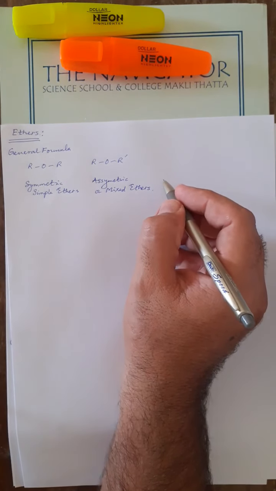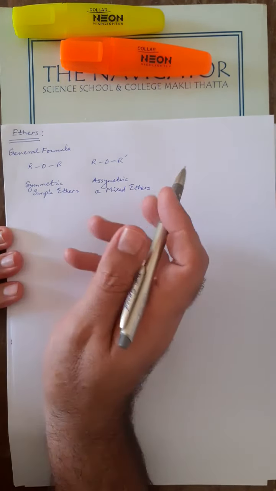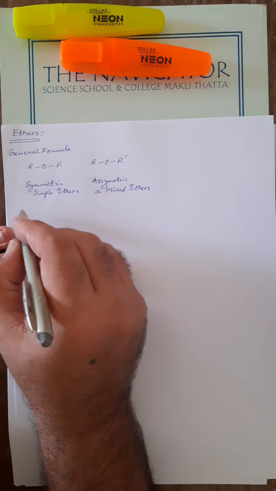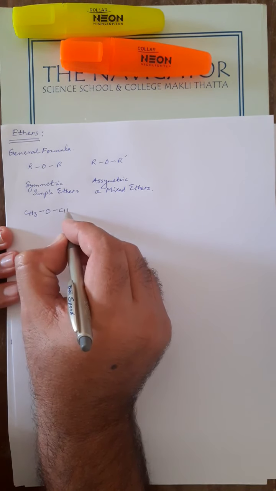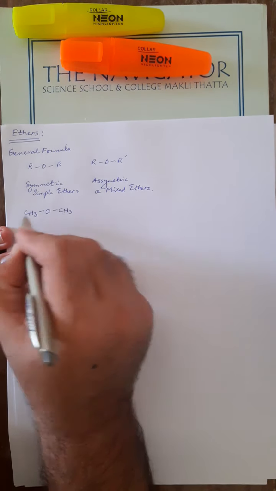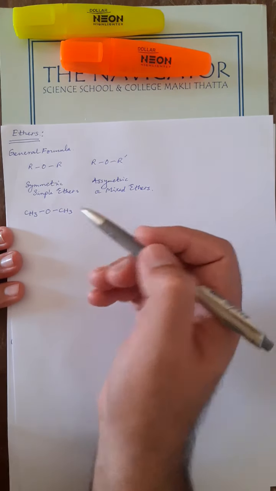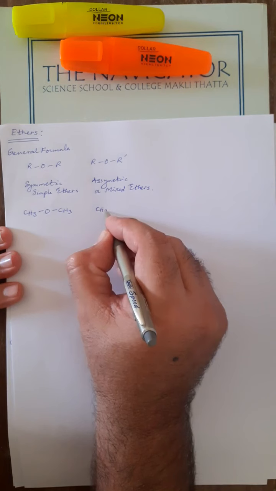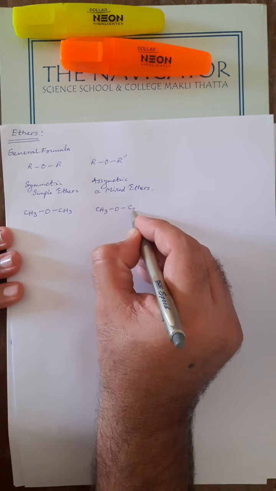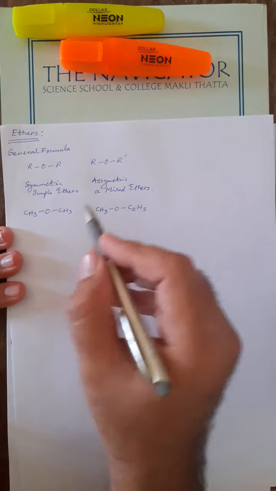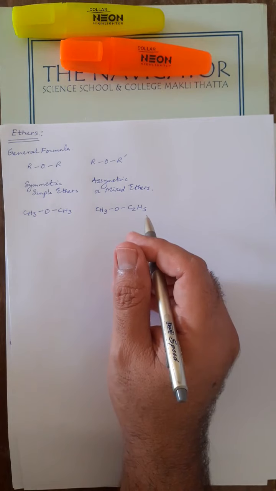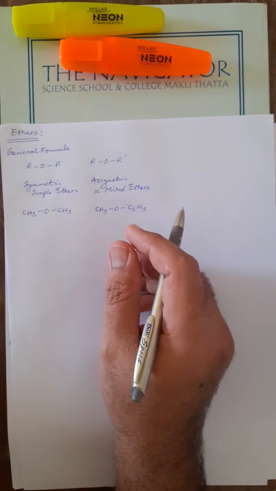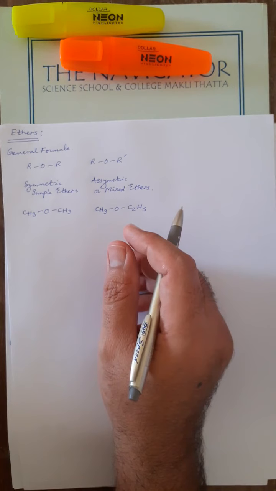Now, for examples of symmetric and asymmetric ethers, let's say the alkyl group is methyl. So methyl bonded to oxygen, bonded to methyl. Both alkyl groups are the same. This is a symmetric ether. And if we take a methyl group, CH3O, bonded to C2H5, now this, my friends, is the asymmetric ether. So ethers are those organic compounds which are represented by the general formula of ROR or ROR'.